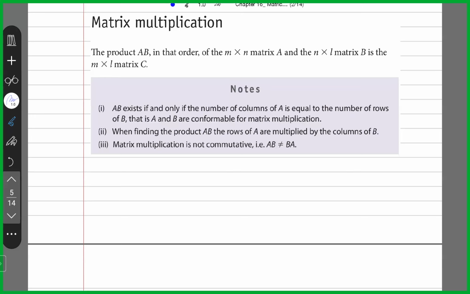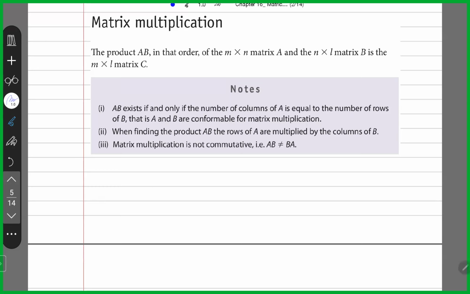All right, matrix multiplication. It says the product AB, in that order. There's an importance for him to say that order because the multiplication of matrices is not commutative. So the product AB, in that order, of the M by N matrix A and the N by L matrix B is the M by L matrix C.